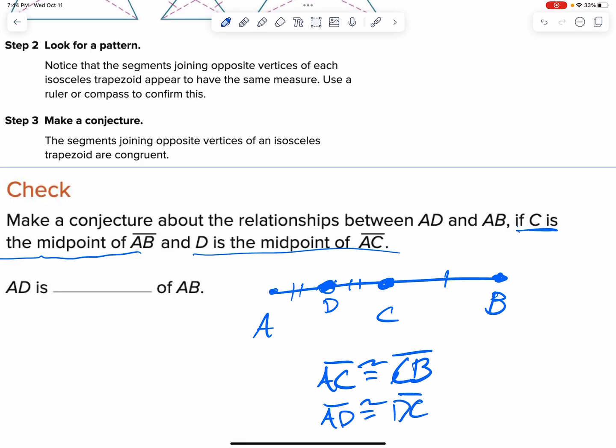Now, if I just look at this image with respect to the whole thing, we should be able to make an observation about the segment length of AD with respect to the segment length AB. And that is, it should be a quarter of the length of AB because it's a half cut in half.